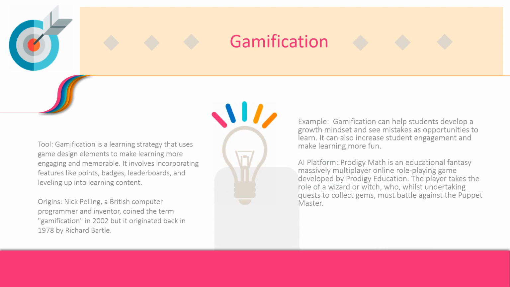And for gamification, the tool is learning strategies that use game design elements to make learning more engaging and memorable. It involves incorporating features like points, badges, leaderboards, and leveling up in learning content. An AI platform for this would be Prodigy Math. It's an educational fantasy, multiplayer online role-playing game, and you get to be different roles in it as you battle the puppet master. An example for this in a classroom setting would be students develop a growth mindset and see mistakes as opportunities to learn. It can also increase student engagement and make learning more fun. And it originates in 1978 by Richard Bartle.